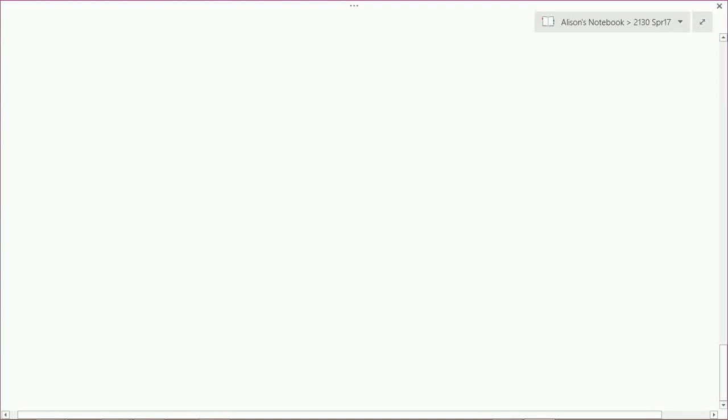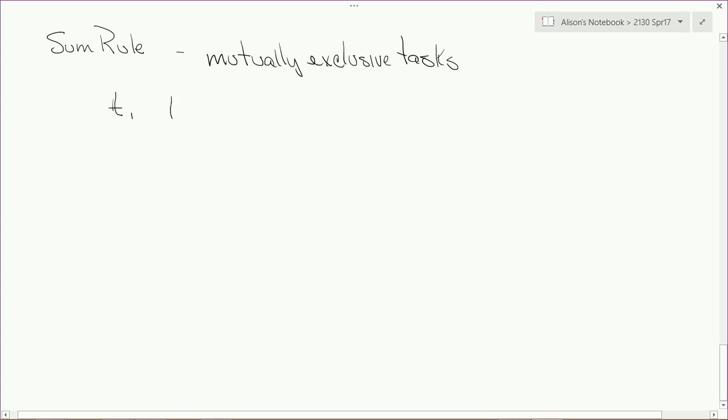We apply the sum rule to tasks that are mutually exclusive. So say I can break a particular procedure down into 3 tasks. So we have task 1, we have task 2, and we have task 3. If they are mutually exclusive, I can think of using the word "or." If I can do 1 or 2 or 3, then we use the sum rule. So we would say task 1 plus task 2 plus task 3 is going to give me the total number of ways to complete the procedure.